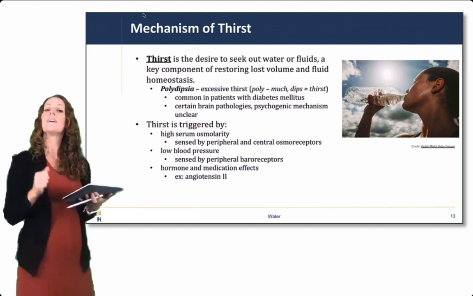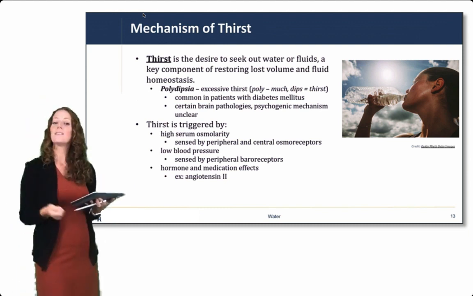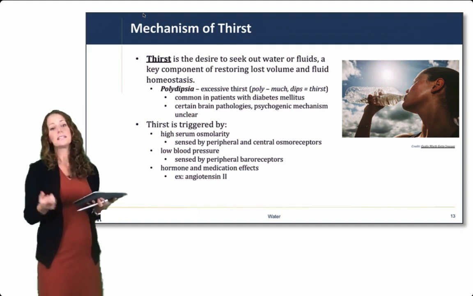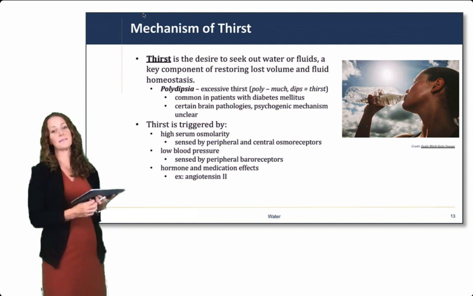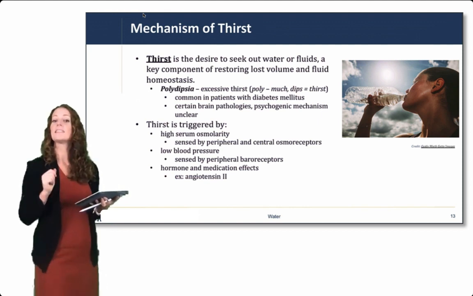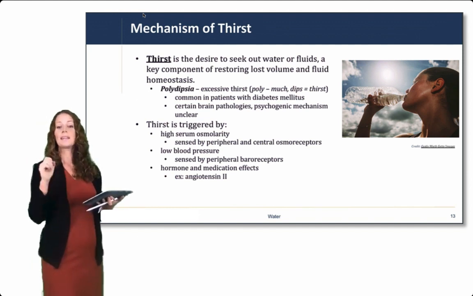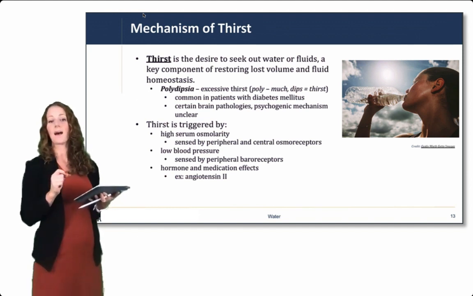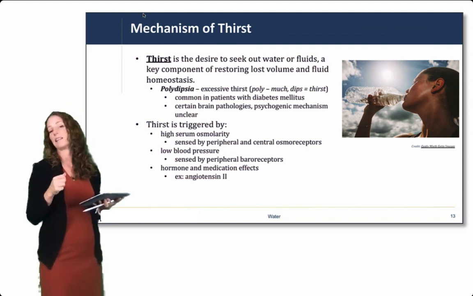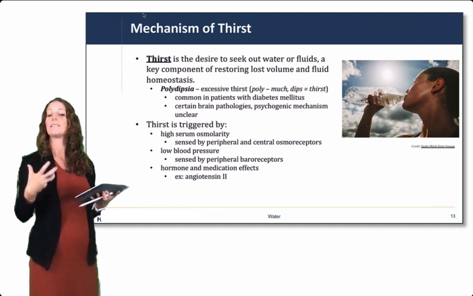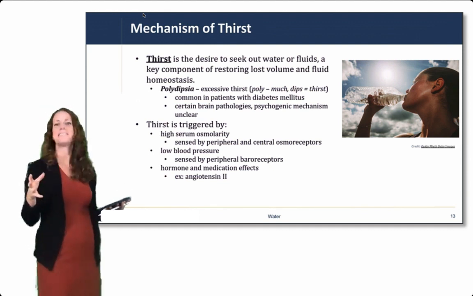Thirst is also very important for regulation of water. Thirst is the desire to seek out water or fluids, which is a key component of restoring lost volume and fluid homeostasis. Some conditions like diabetes have excessive thirst associated with them. Excessive thirst is polydipsia. There are also certain brain pathologies, psychogenic mechanisms for unclear reasons that cause an increase in thirst.